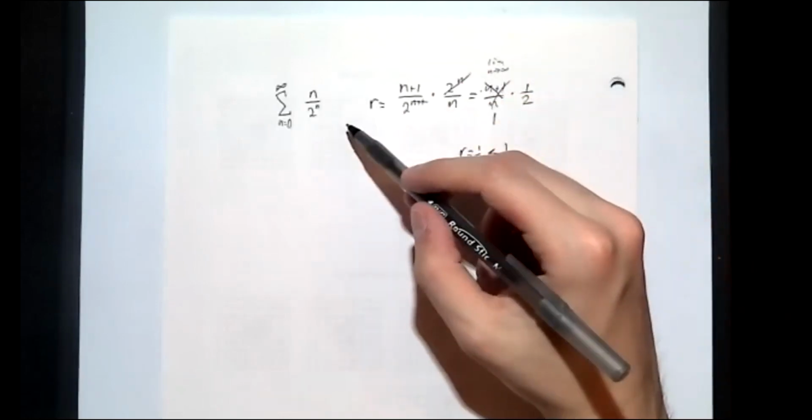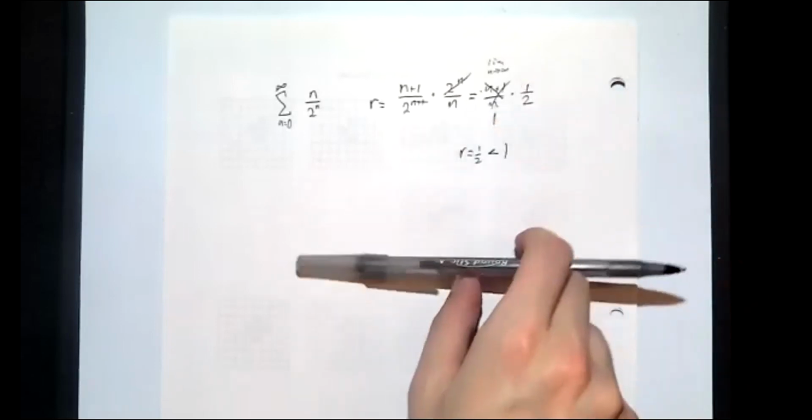Since it's the limit as n approaches infinity, this cancels to be 1. So now we have r is equal to 1/2, which of course is less than 1. So we know that it converges. So does it diverge? No, it converges. So we know that it's false.